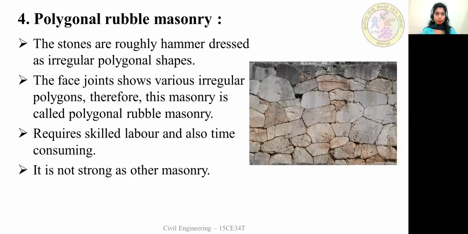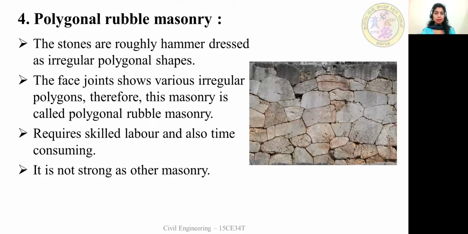Next type of masonry is polygonal rubble masonry. In this picture, it is very clear. The face of the wall is showing irregular polygons. You can make it out easily. The face joints show various irregular polygons. Therefore, this masonry is called polygonal rubble masonry.